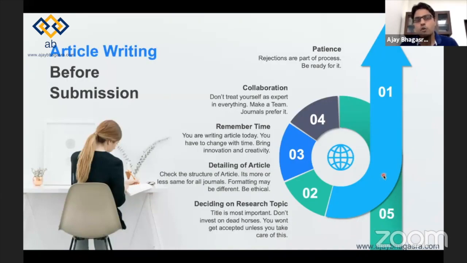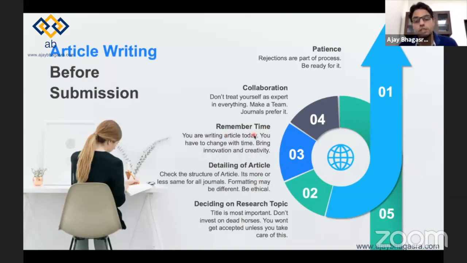Now, very, very important things. I think these five things are super important in order to reach a good journal. First thing is deciding on the research topic. And I always say this, title is the most important thing. You should never, ever invest in dead horses. You won't get anything out of it, let me tell you. I would spend some time on it. Second thing is detailing of the article. What should the structure be like? It's more or less the same for the journals. The formatting may be different, but ethicality becomes an issue.